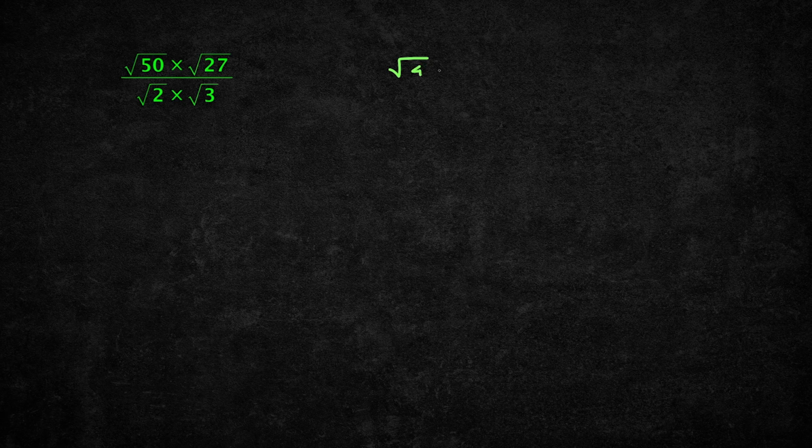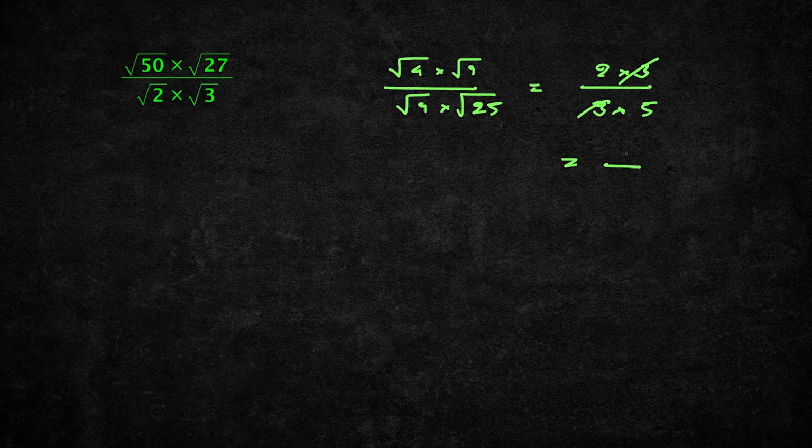If we have square root of 4 multiplied by square root of 9, divided by square root of 9 multiplied by square root of 25, all the values are known on the right hand side. I can simplify the square root of 4 as 2, square root of 9 as 3, the bottom is another 3, and square root of 25 is 5. We can cancel this and we end up with a fraction, but the answer works like this.